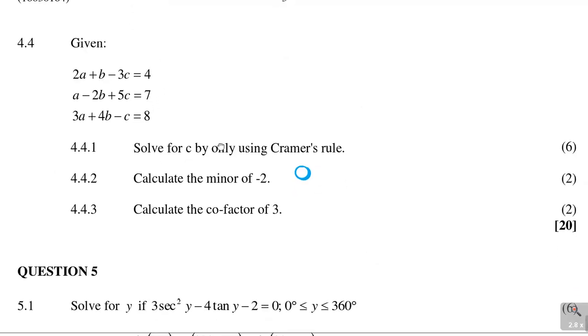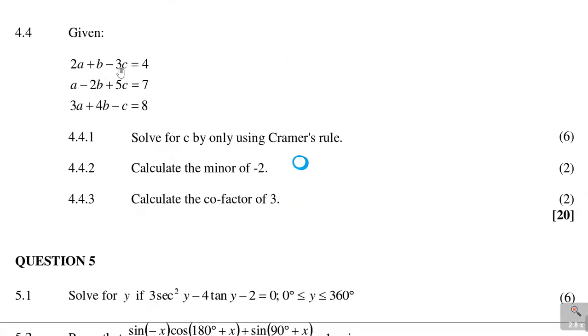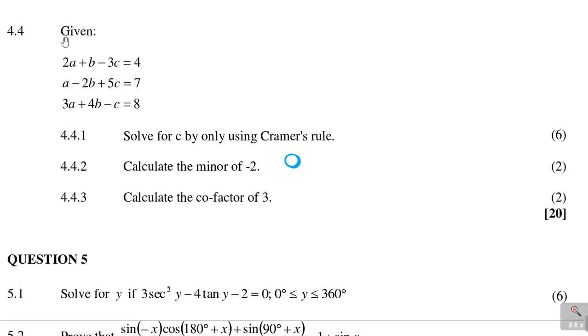Question 4.4 says you are given the following 3 equations: 2a plus b minus 3c is equal to 4, a minus 2b plus 5c is equal to 7, 3a plus 4b minus c is equal to 8. And then the question says solve for c by using CRAMER'S rule, and then calculate the minor of minus 2, calculate the cofactor of minus 3.